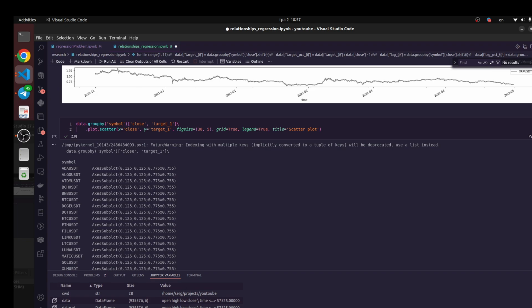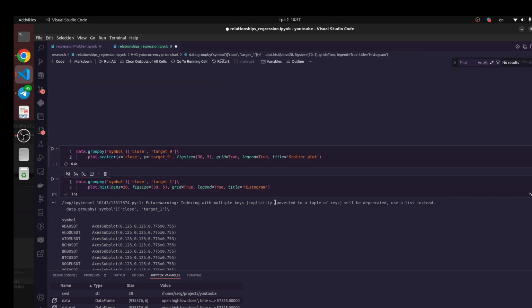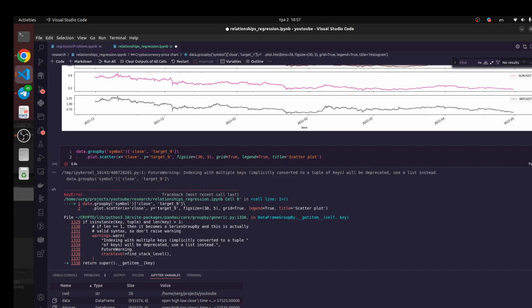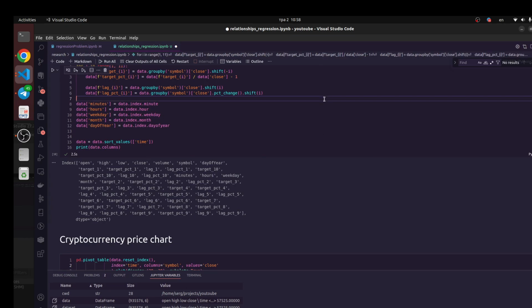So let's look, for example, at target 10, because I created 10 features, and I'm going to see how it influences 10. What is the dependency? Why is it not working? Maybe I have an error. Yeah, maybe I don't have this data. Let's look at target 9. Okay, I don't have it either. Let's run this data again.